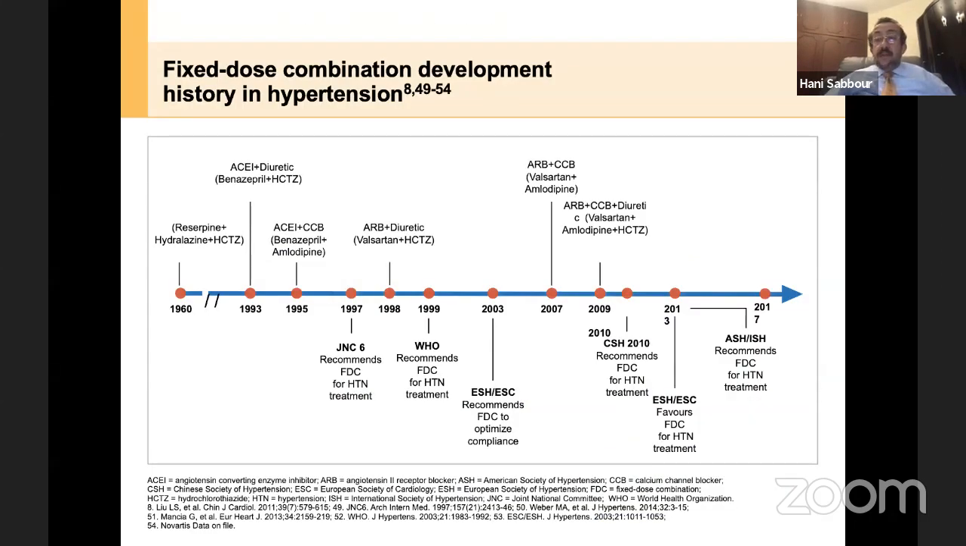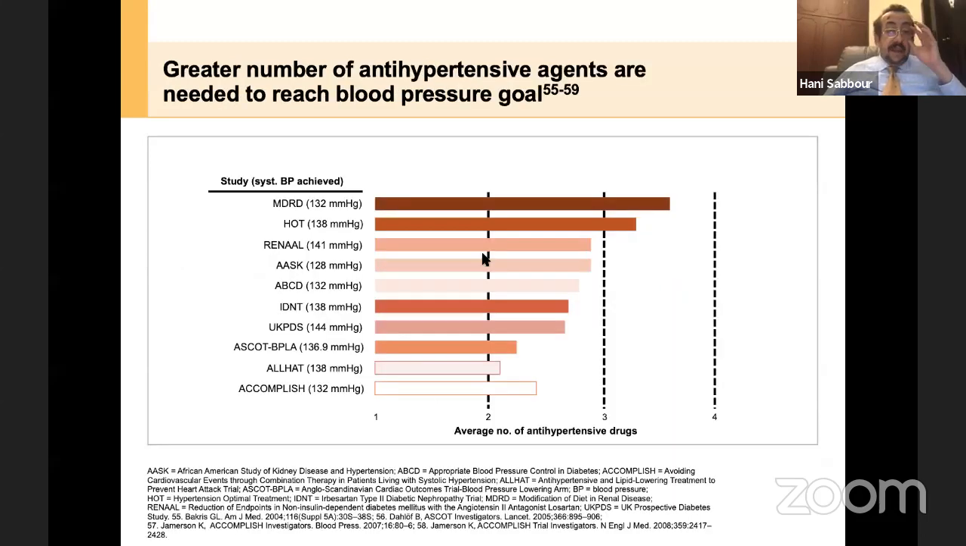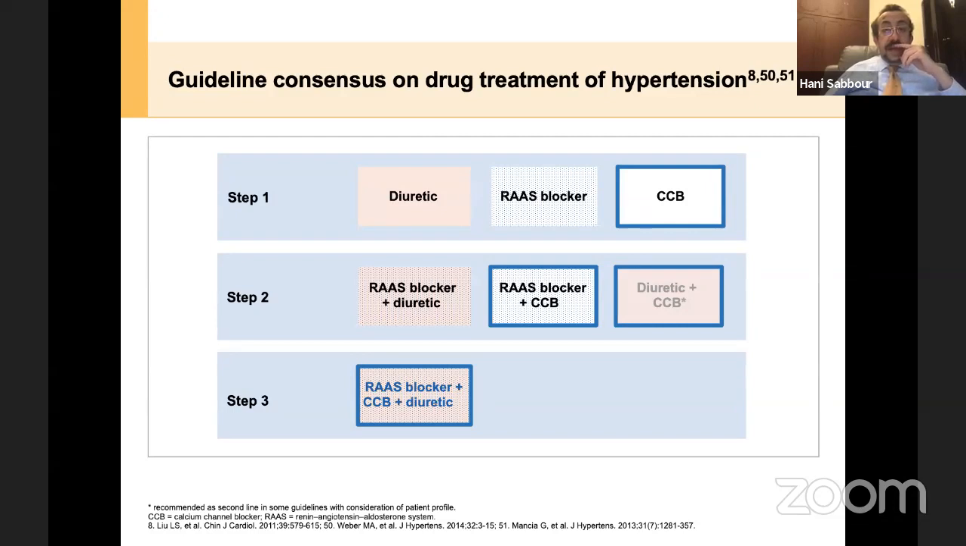Fixed dose combination has a big role in cardiovascular disease prevention, largely because of the compliance issues and the recommendations from the blood pressure control studies. These are a number of blood pressure control studies showing that most patients will require at least 2 to 3 antihypertensive drugs in order to achieve the targets. And these targets are, of course, difficult but very important to achieve in the long term. And as we mentioned before, the guideline consensus is the central role of RAAS blocker and then CCB or diuretic, or triple therapy in the end.